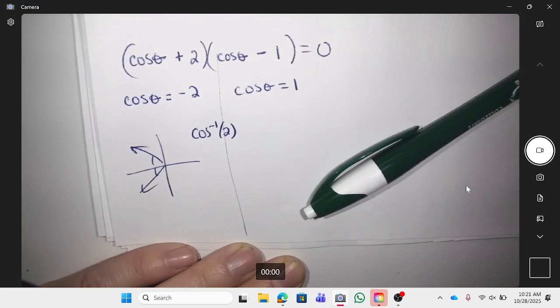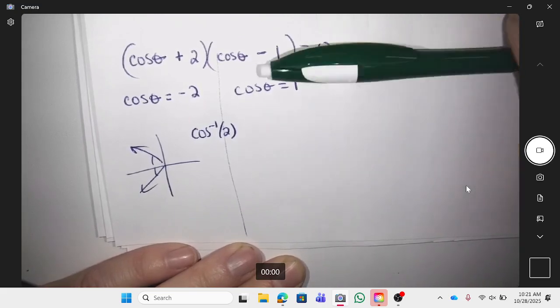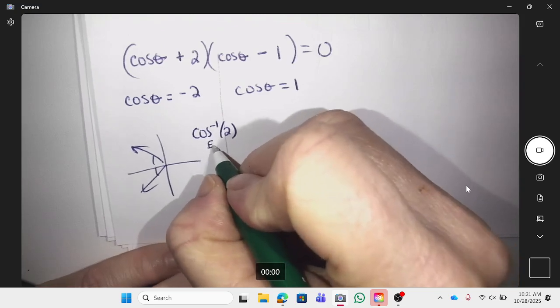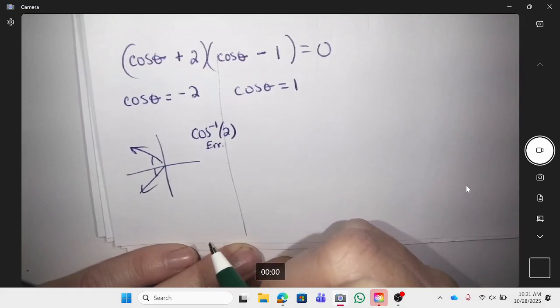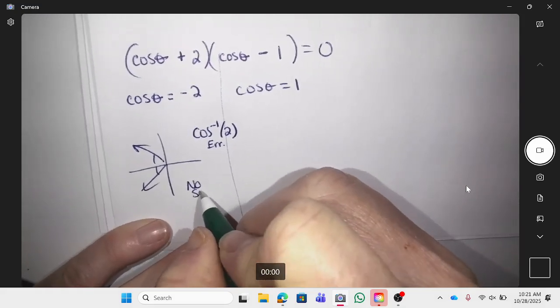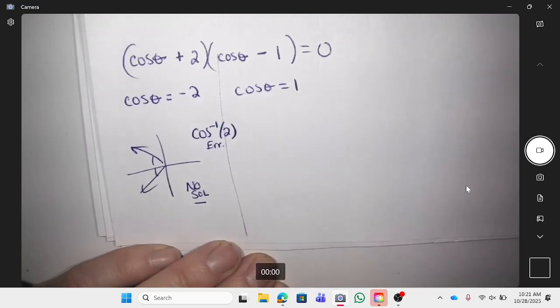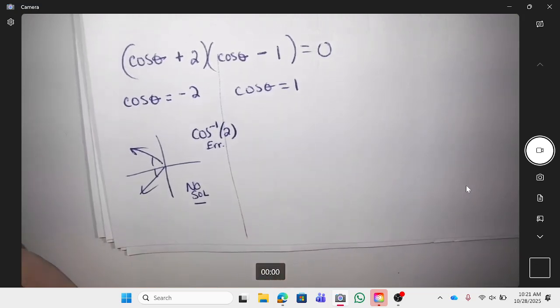Did you get something wonky in your calculator? Error, or I'm not sure what yours says. So there's an error, okay? So there is no angle that does this. So I'm going to write, there's no angle. There's no solution for this to happen.